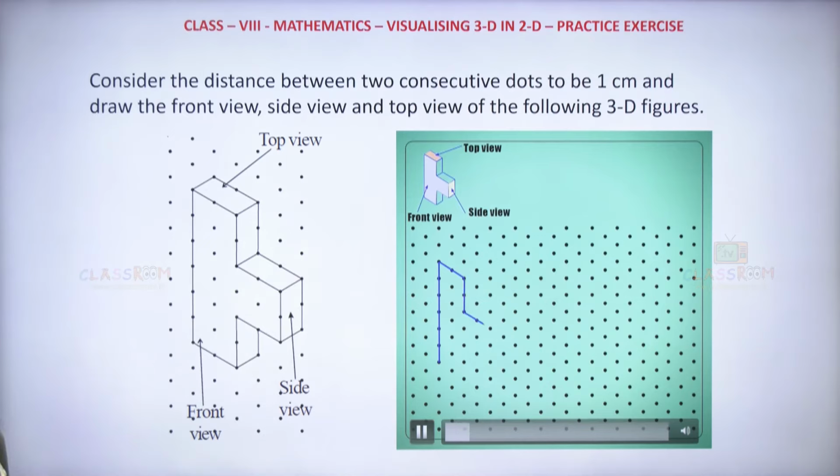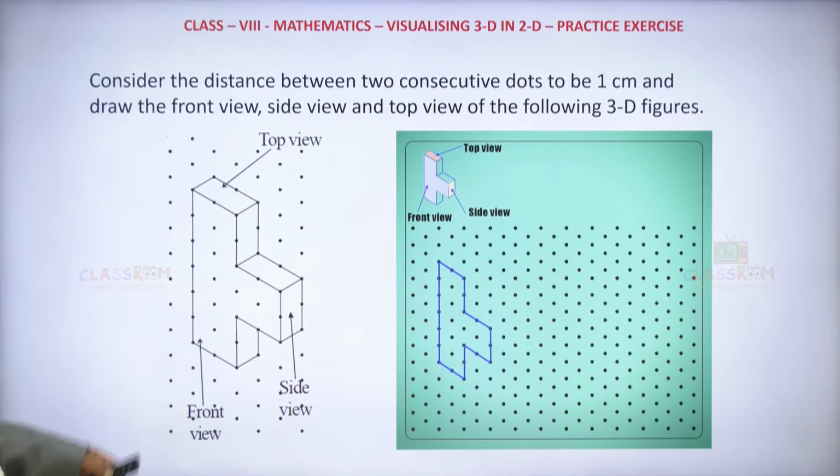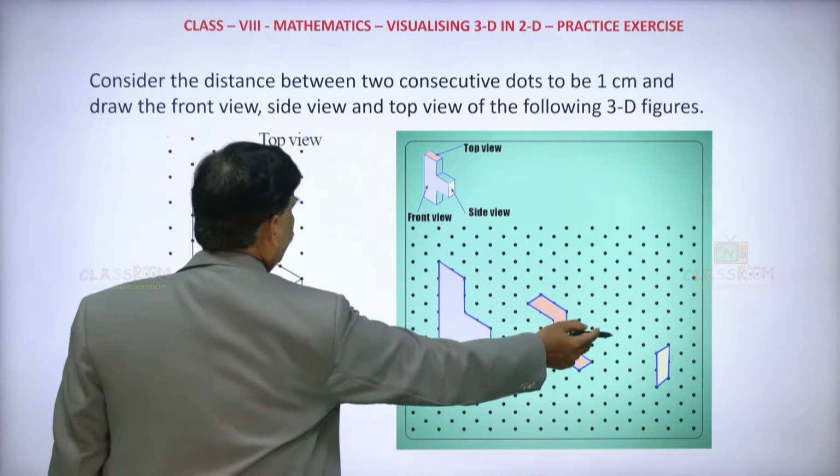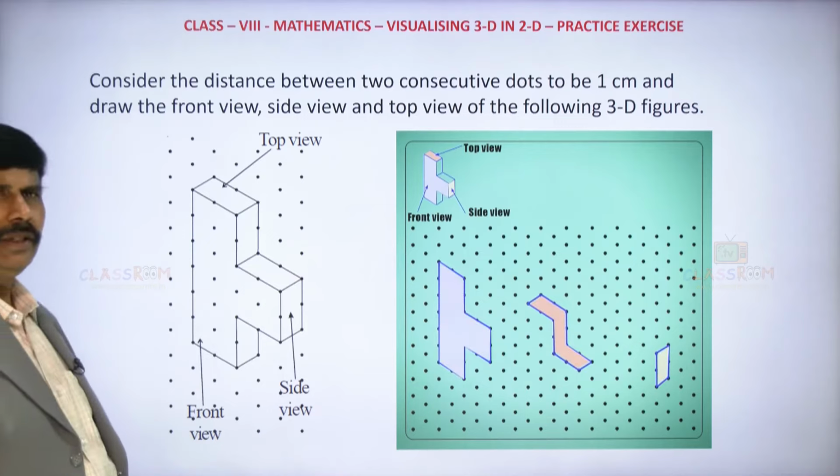So we are drawing the front view now. That means the diagram appears like that when we look from front. And now look at the side view here. Look at the side view. This is the side view. And then if we look at from the top, so that is the top view. Clear? The front view, side view and top view. Clear? See the next question.